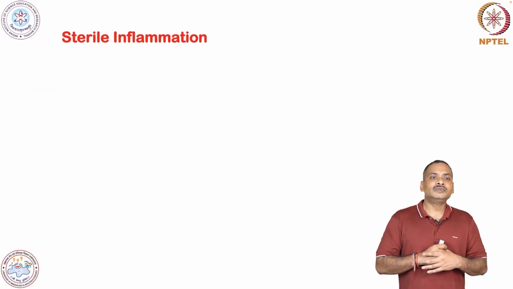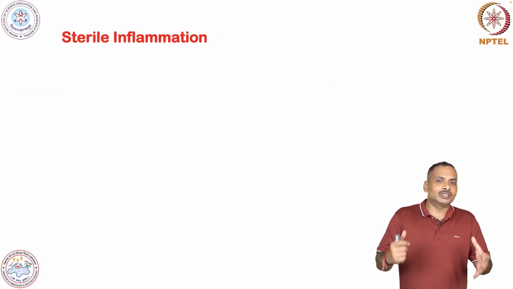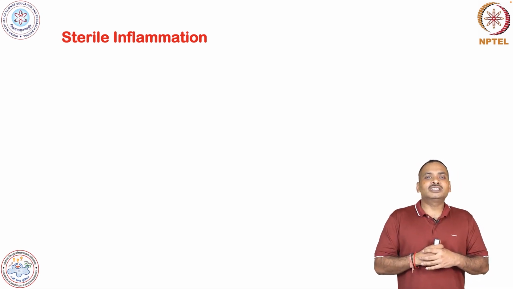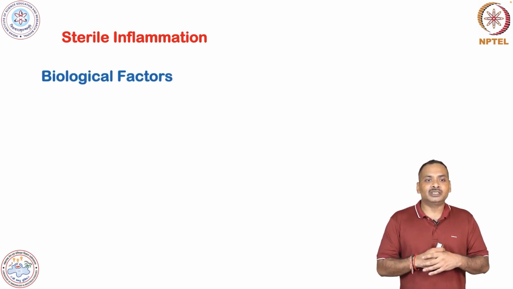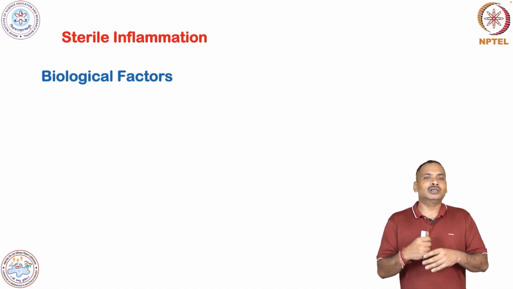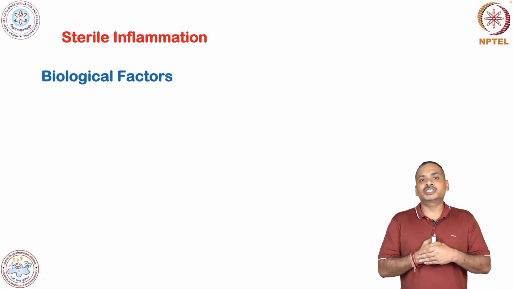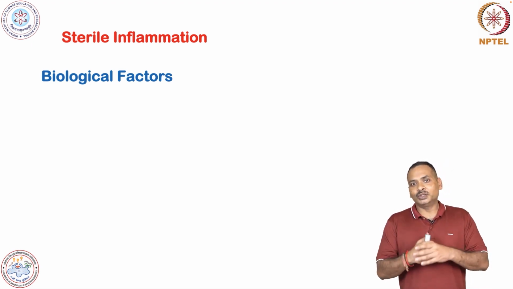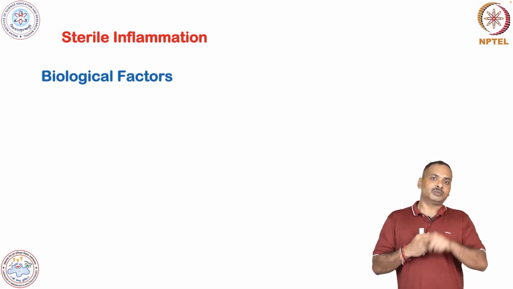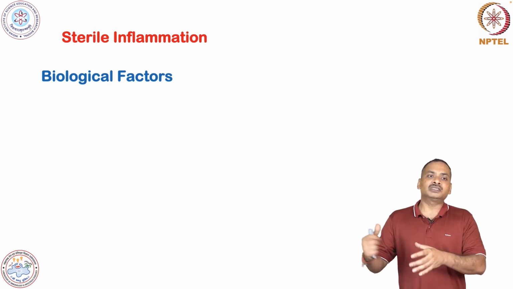There is one term known as sterile inflammation. This is quite commonly used these days. Sterile inflammation can be due to biological factors. For example, if there is some problem in the IL-6 production pathway. As I told you, if there is some loss of a negative regulator, then IL-6 will keep on being produced in the host, and that will cause persistent inflammation.